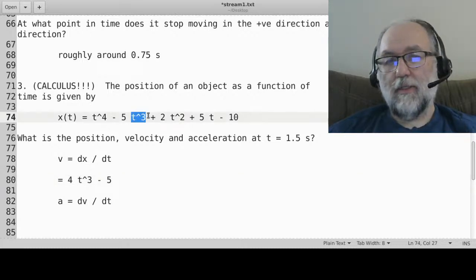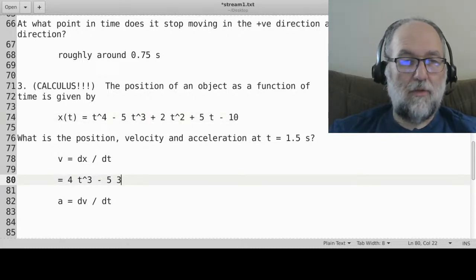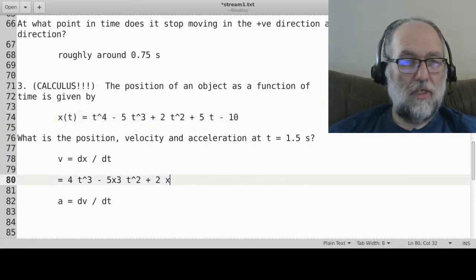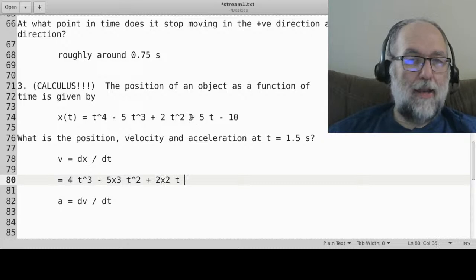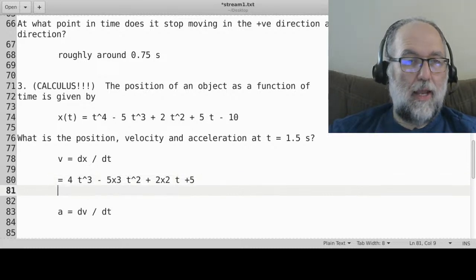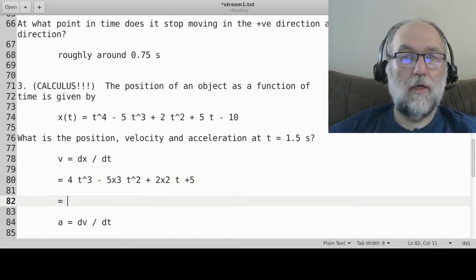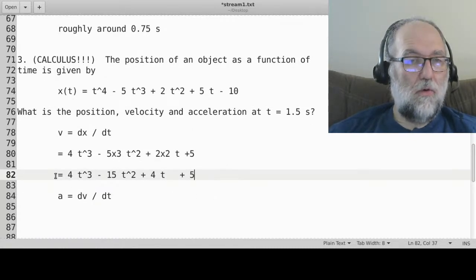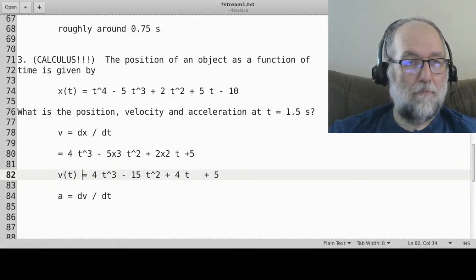And then over here we have t cubed, and the derivative of that is going to be 3t squared, and we're multiplying these numbers here like that. And then we have plus 2 right there, and the derivative of t squared is 2t, so we multiply that by 2t like that. All right. And then the derivative of plus 5t is just plus 5. And that simplifies down to this. Okay, so there's our velocity as a function of time.